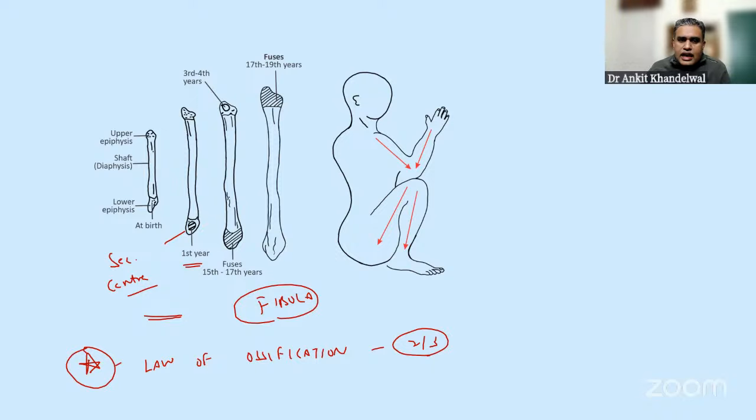It will be fused with the diaphysis also first. That is not the law. The law is the secondary center which appears first, it fuses last. That is the law. The exception is this bone which is being shown over here.